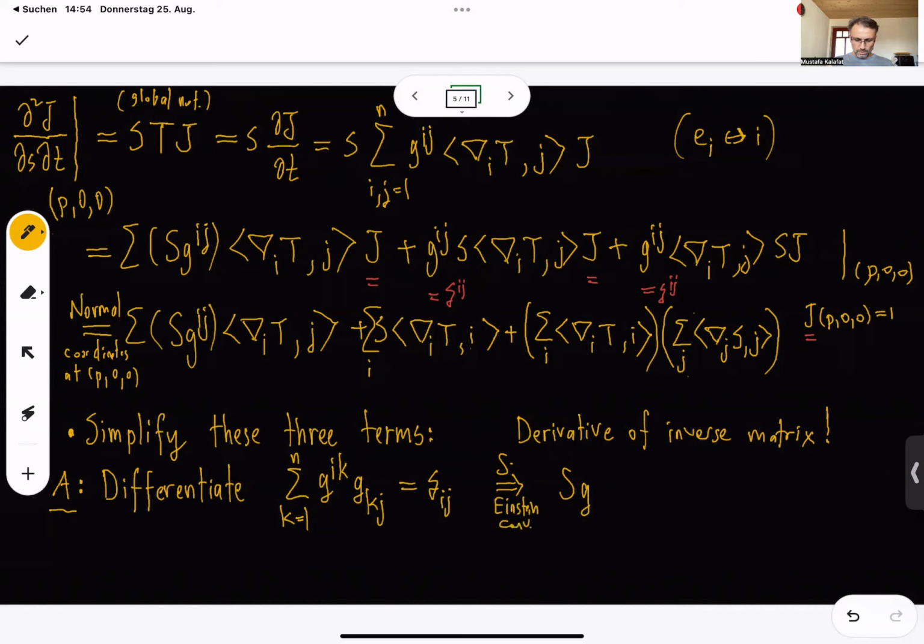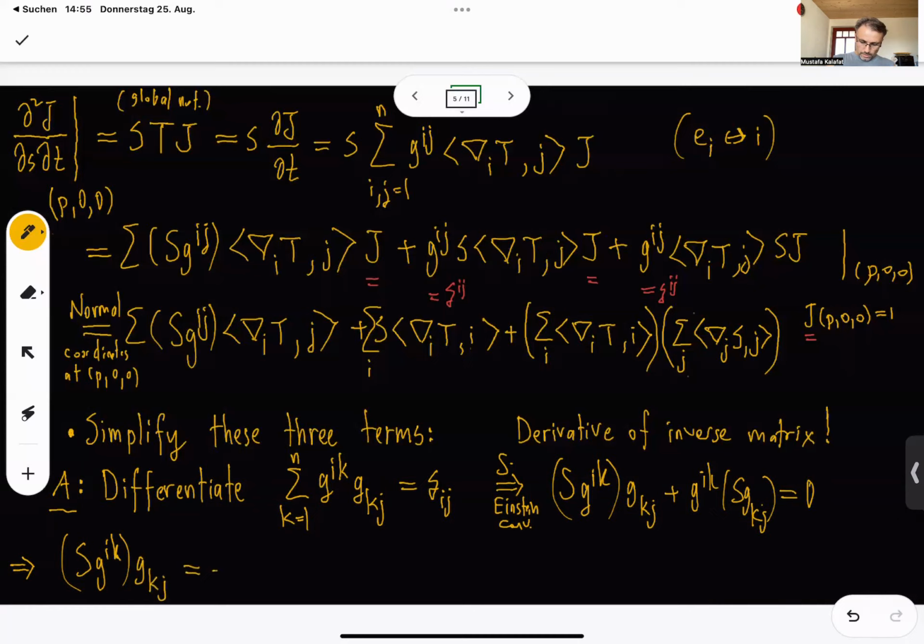So you also use Einstein convention here. Einstein convention: ∂_s g^{ik} times g_{kj} plus g^{ik} ∂_s g_{kj} equals 0. Put 0 and move it here: ∂_s g^{ik} g_{kj} equals negative of g^{ik} ∂_s g_{kj}.